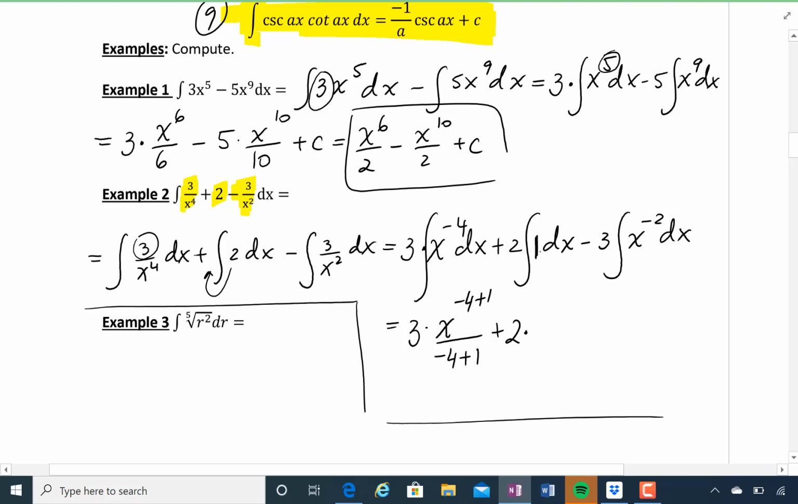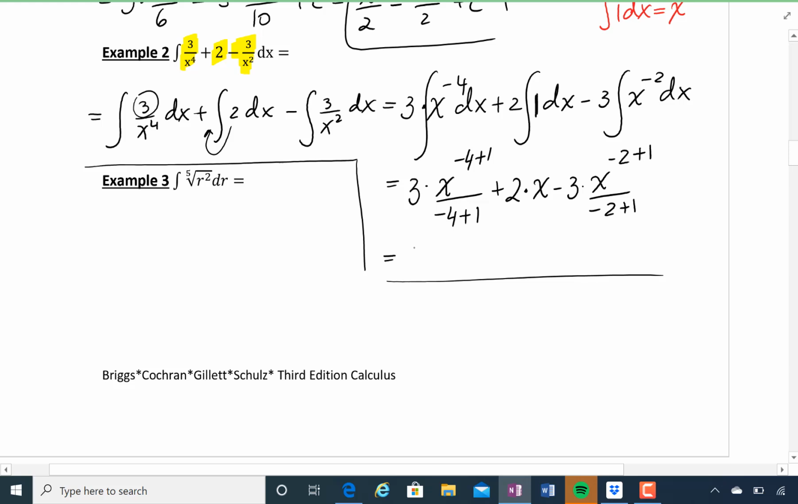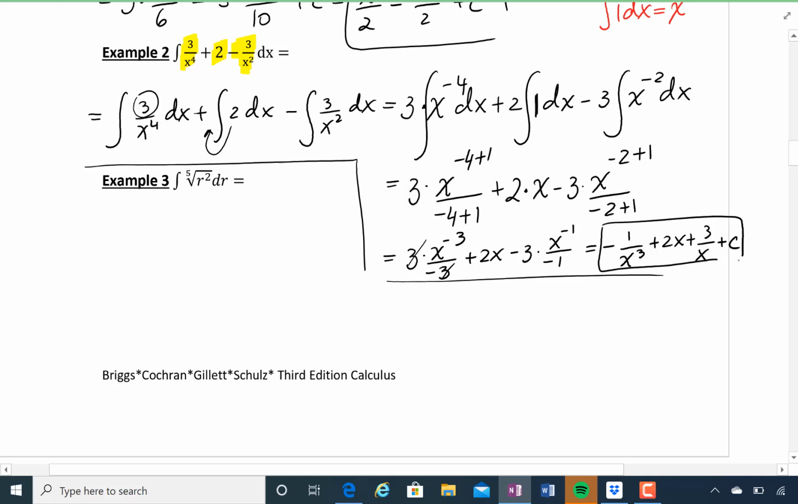So what's the integral of 1? Integral of 1 dx, let me write that. What function's derivative is 1? X, right? We talked about it at the beginning. So it's 2x minus 3 times x to negative 2 plus 1 over negative 2 plus 1. We'll put the plus c at the end. So 3 times x to negative 3 over negative 3 plus 2x minus 3 times x to negative 1 over negative 1. I'm going to arrange it a bit: 3 and negative 3, so it's negative 1 over x to the 3rd plus 2x plus 3 over x plus c. And this would be the final answer.